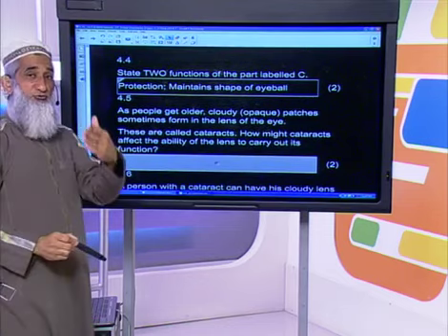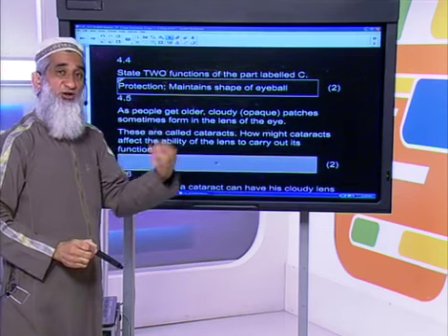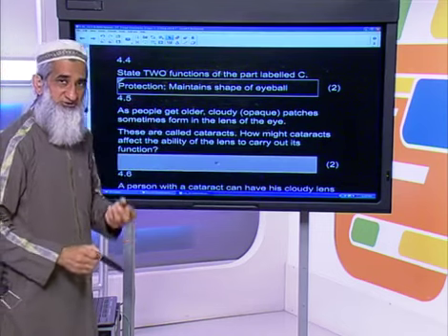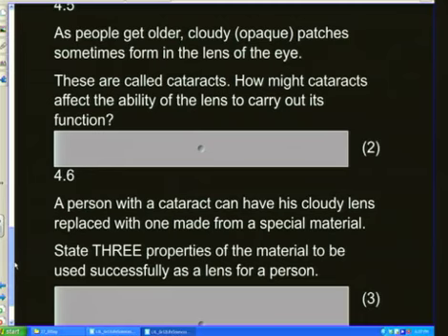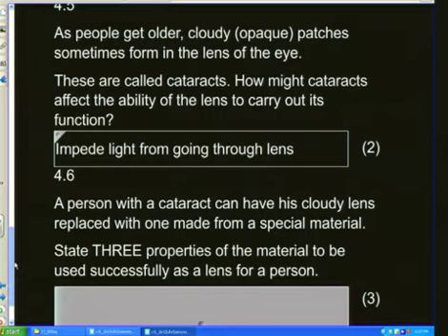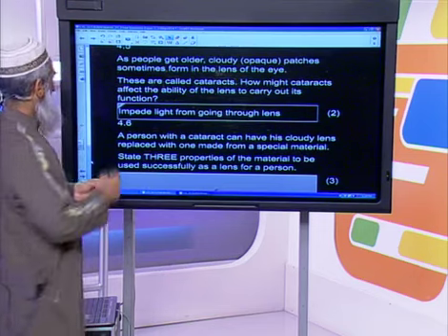And also you can add to that, it also provides a surface onto which the muscles of the eye can attach. So there are 3 functions that you can use there. Okay? As people get older, cloudy patches sometimes form in the lens of the eye. These are called cataracts. How might cataracts affect the ability of the lens to carry out its function? You cannot see clearly. In other words, it forms a cloudy patch over the lens and you can't see clearly. Most important, you can't see clearly. And I've used a very big word there, impede: light is impeded from going through to the lens, meaning it doesn't allow light to pass through. Okay?